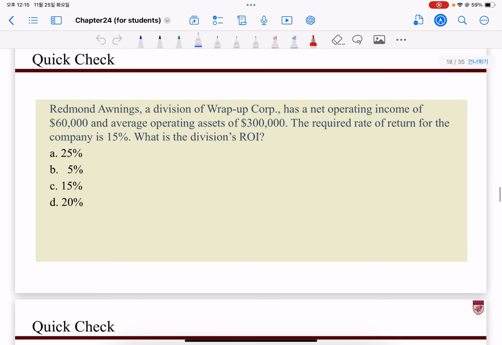Okay, now let us move on to calculating some RI, and some other things. Redmond Awnings, a division of Wrap-Up Corp, has a net operating income of $60,000, average operating assets of $300,000, and the required rate of return is 15%. What is the RI? Before looking at the solution, please try to review by yourself first, and then come back to the video.